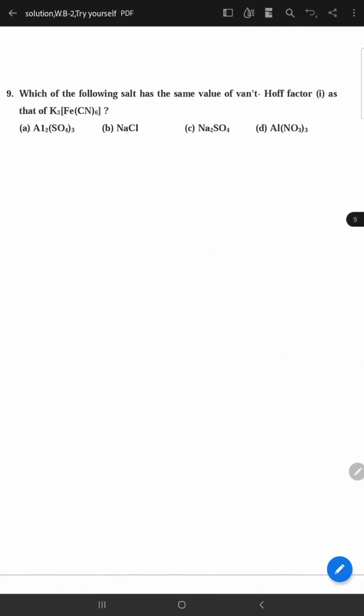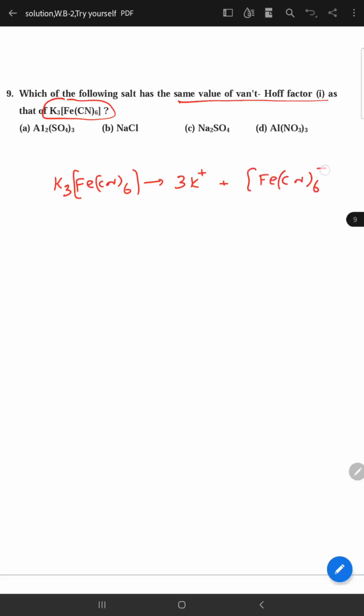Next question: which of the following has the same value of Van't Hoff factor as that of K3Fe(CN)6? So remember, K3Fe(CN)6, when dissolved in water, dissociates into 3 K plus ions plus Fe(CN)6 3 minus, which is a complex ion. Therefore, one molecule of K3Fe(CN)6 will give totally 4 solute particles, or 4 moles of solute particles. So the Van't Hoff factor will be 4 for this K3Fe(CN)6.